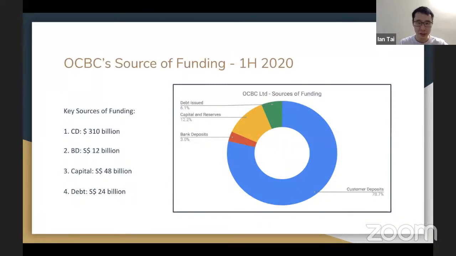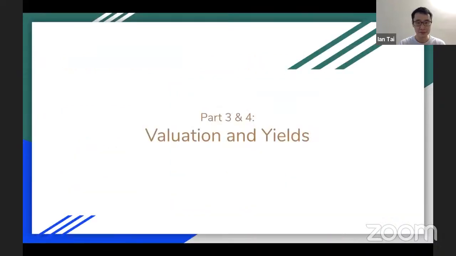Okay. So likewise, this is a donut chart showing sources of funding. As you can see, 82% of it comes from customer and bank deposits. Shareholders' money constitutes about 12%. So it's like what I said, only 6%, or below 10%, of the sources of funding comes from debt itself, like bonds and stuff like that. So this is a breakdown of OCBC's sources of funding.